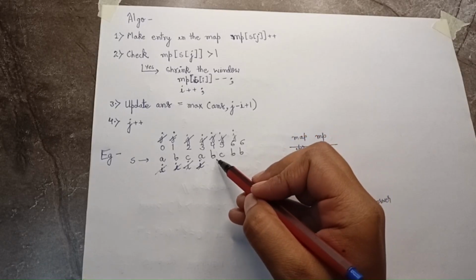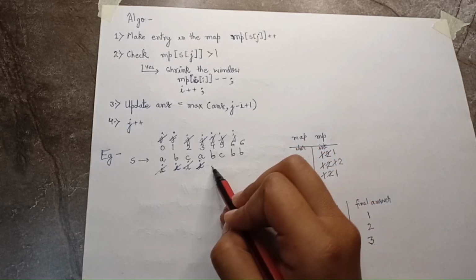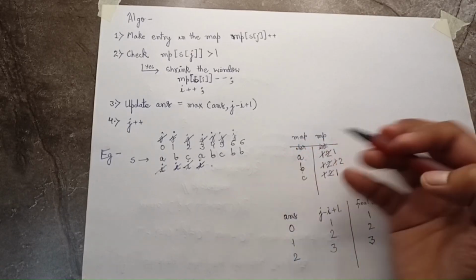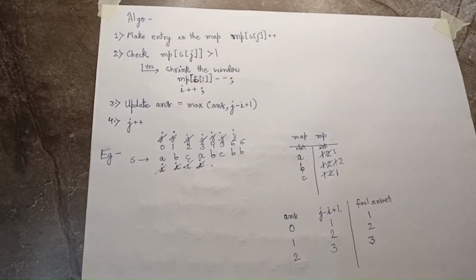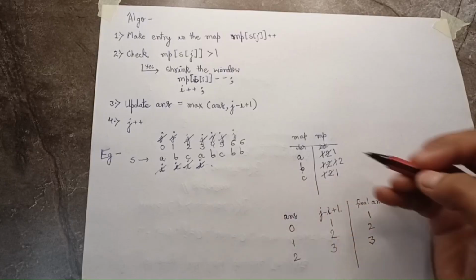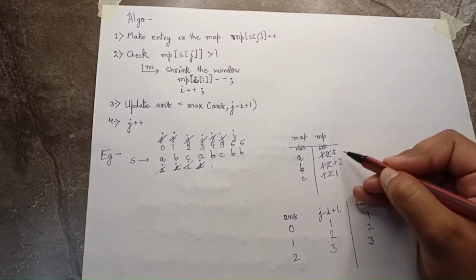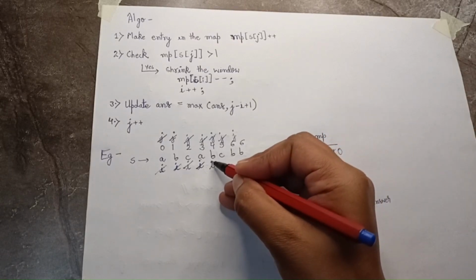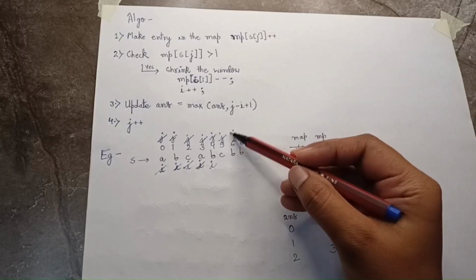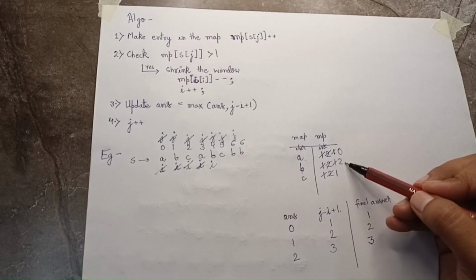So the window is shrunk. Let's shrink the window by decreasing MP of S of I, S of I minus minus. So it's 0 here and I moves to this place. Again check if MP of S of J is greater than 1. Yes, it's still greater than 1.